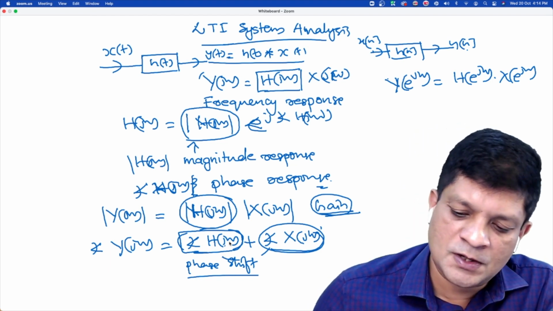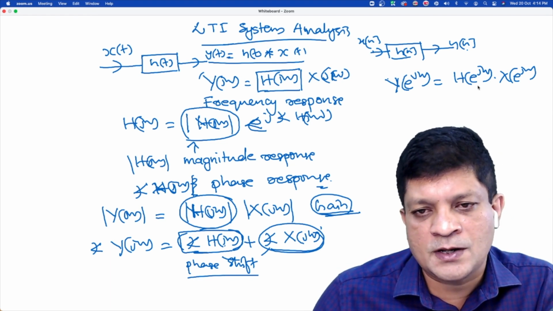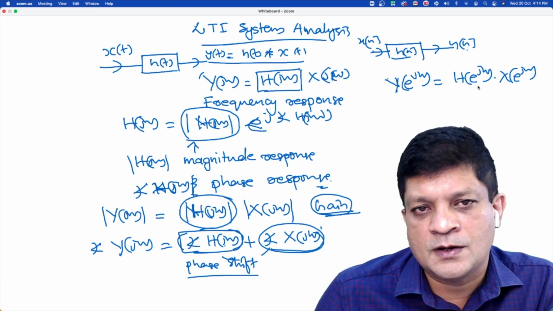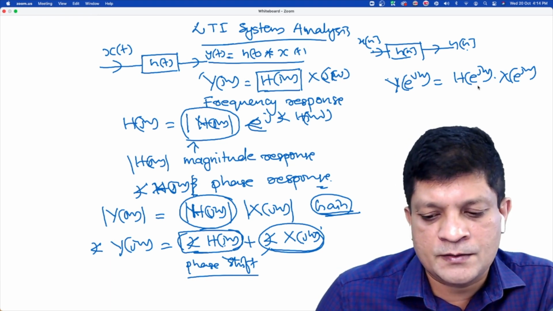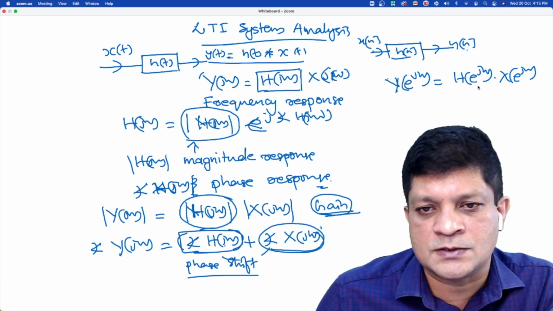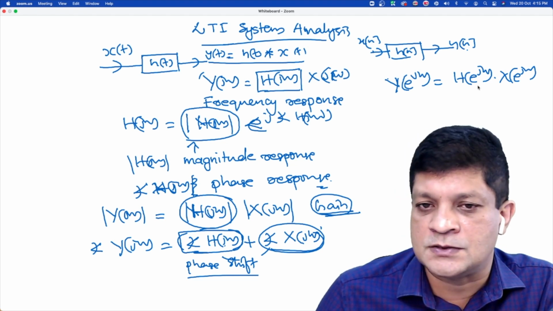Instead of H of j omega, it will be H of e to the power j omega. Since they are similar, I am not going to explain both things. I will explain only the continuous time LTI system, and whenever there is a difference, I will explain that difference also. What is the difference in a discrete time LTI system?